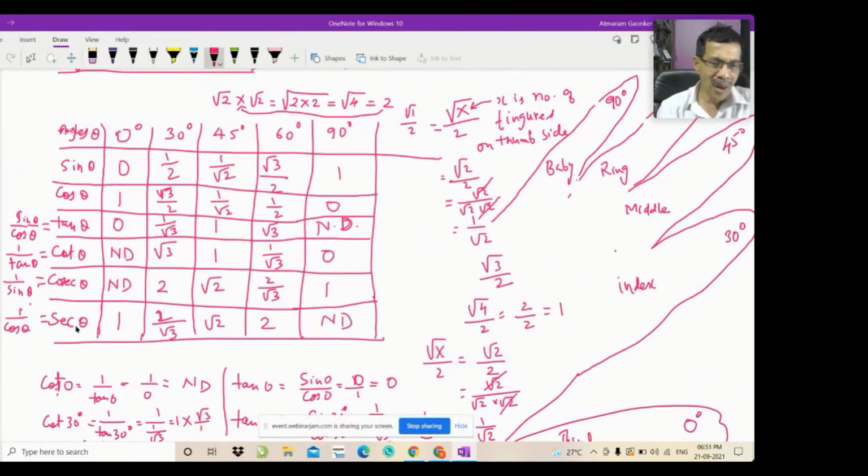Or what you can do is sec theta is 1 upon cos theta. Cos you remember perfectly. This is 1 upon 1 will become 1. 1 upon root 3 by 2 becomes 2 by root 3. 1 upon root 2 becomes root 2. 1 upon half becomes 2. And 1 upon 0 becomes not defined.